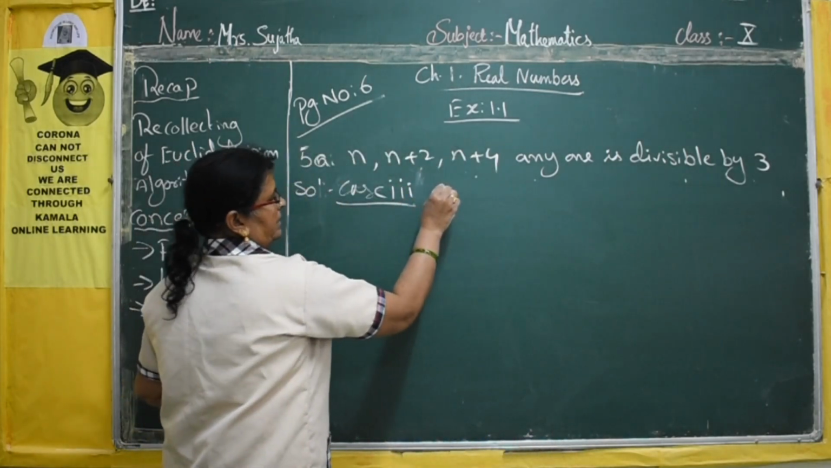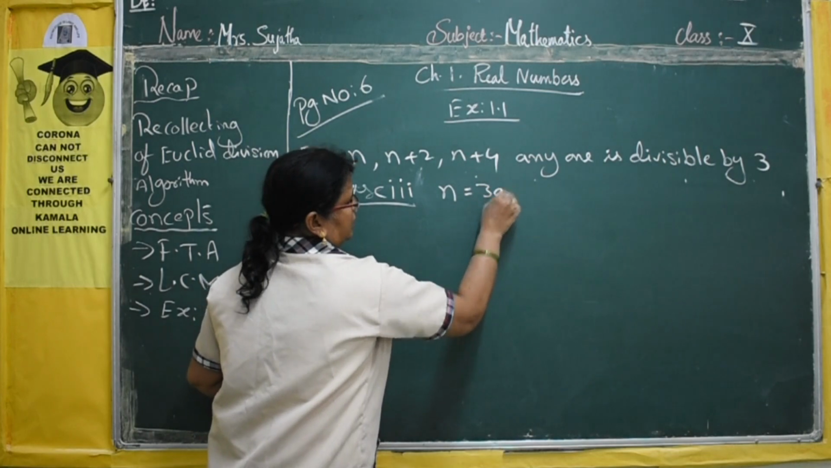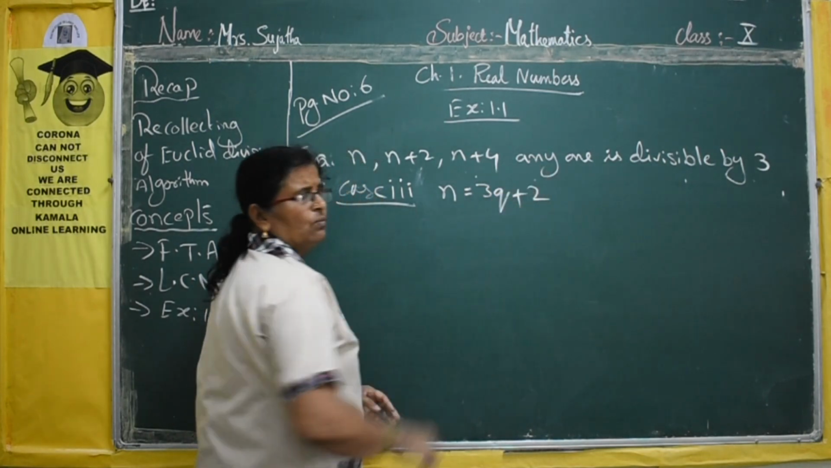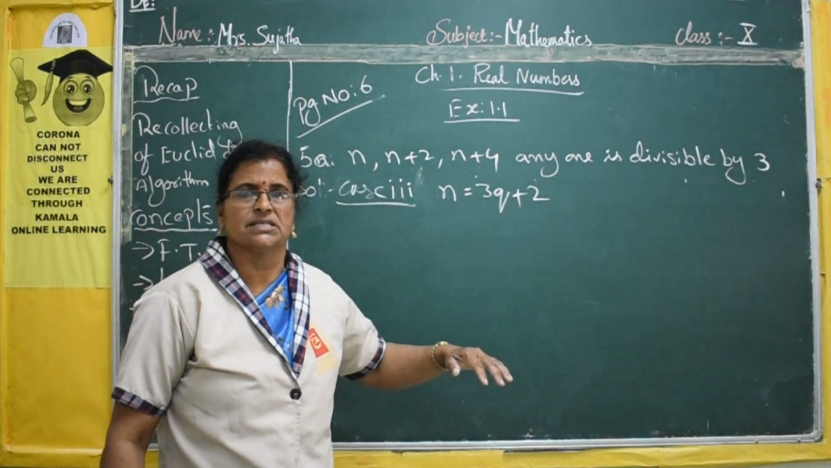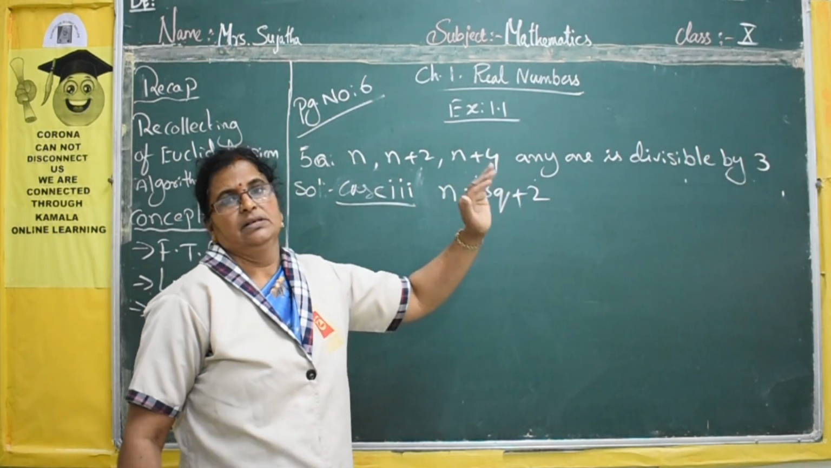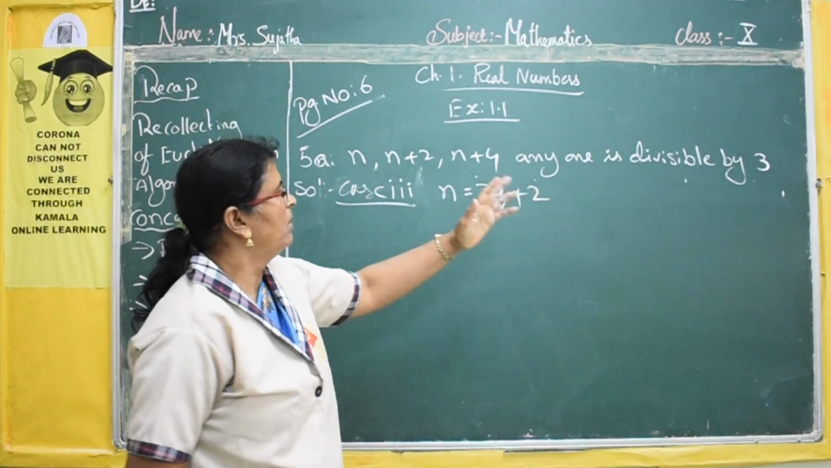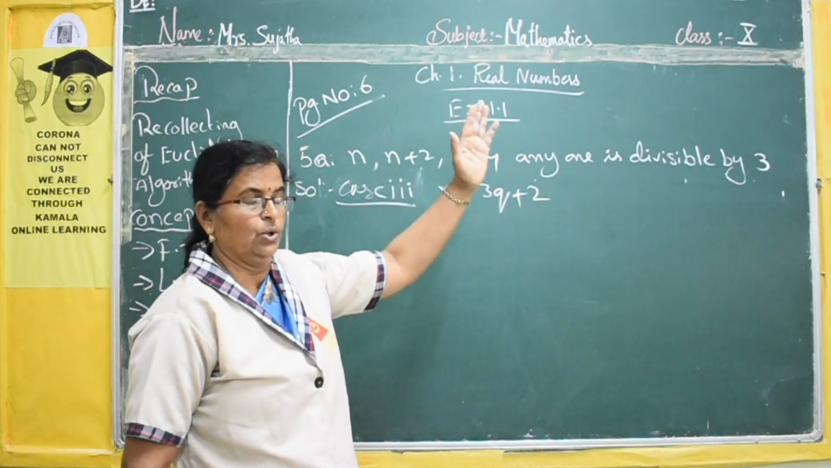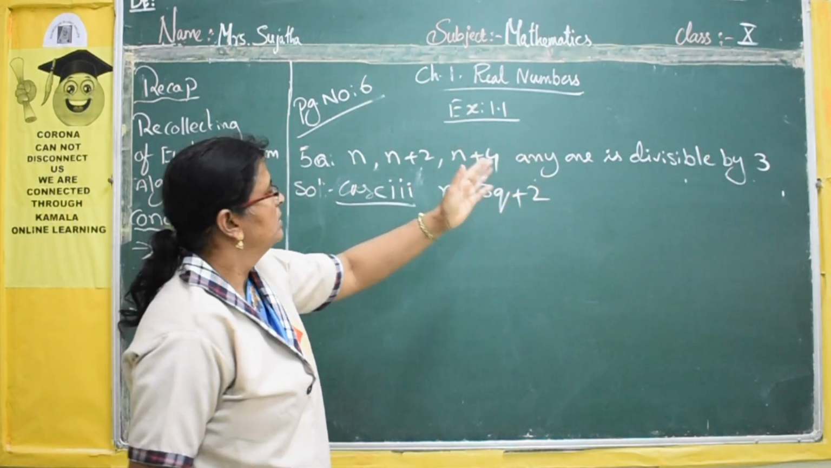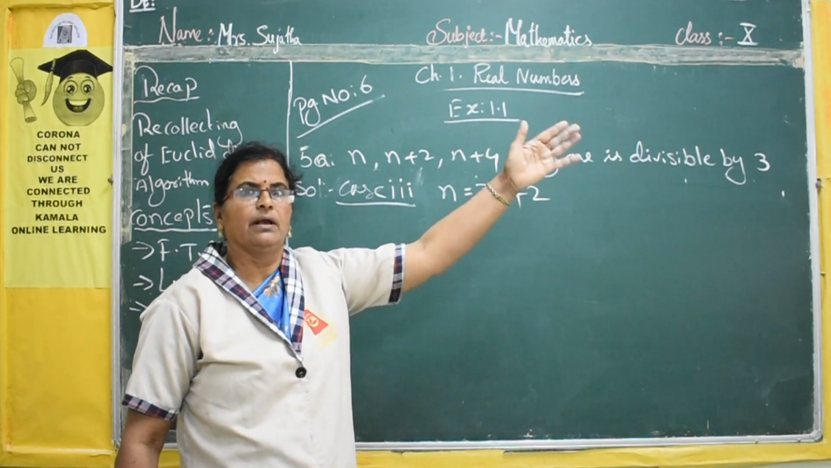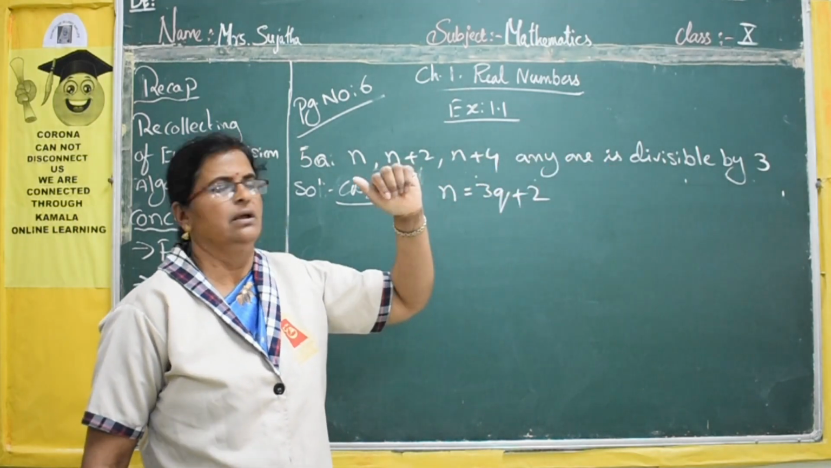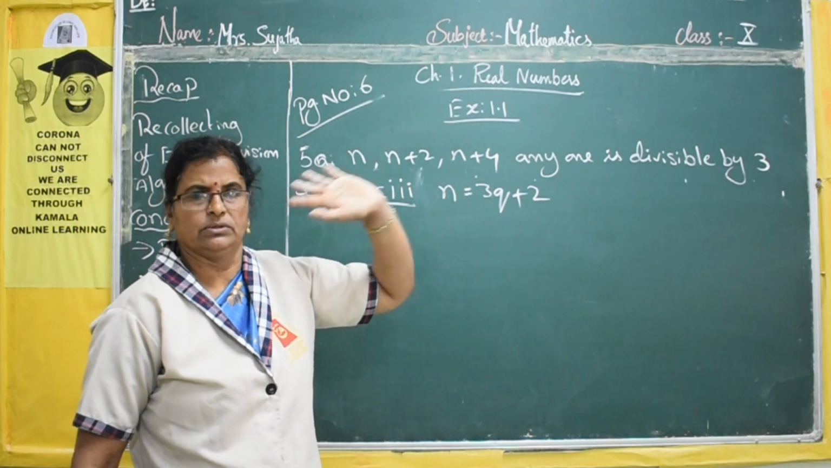Now case 3: n is equal to 3q plus 2. Why are we taking like this, 3 cases? Because 3 terms are given. So you have to use that any positive integer is in the form of 3q, 3q plus 1, 3q plus 2. Suppose 4 terms were given, we could take another form, 3q plus 3 also. But here there are only 3, that's why we took 3 only.